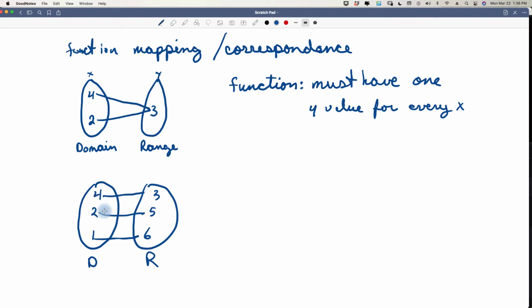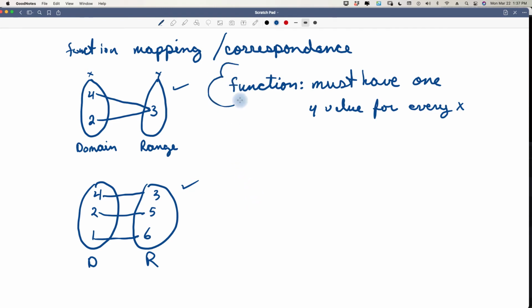Yes, every x has a y. So this is a function. Both of these are functions. All right. Now, if it's a function, that is the definition. But a set of ordered pairs can be something other than a function. They can be a relation and not a function.